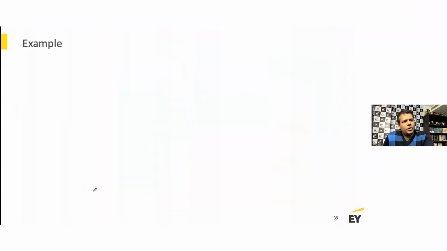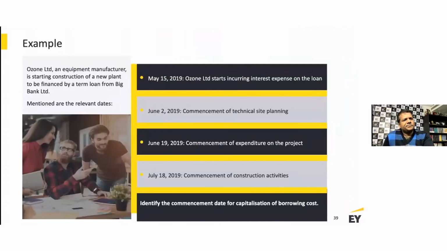So now I am going to look at this example. Ozone Limited, an equipment manufacturer, is starting construction of a new plant to be financed by a term loan from Big Bank Limited. Mentioned are the relevant dates. May 15, 2019, Ozone Limited starts incurring interest expense on the loan. June 2, 2019, commencement of technical site planning.